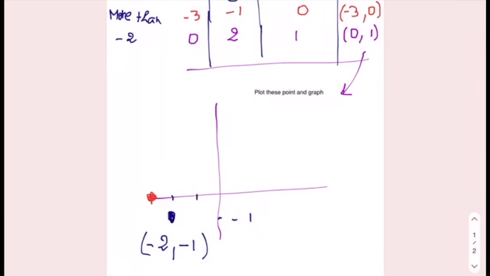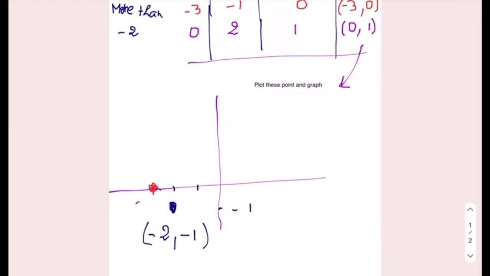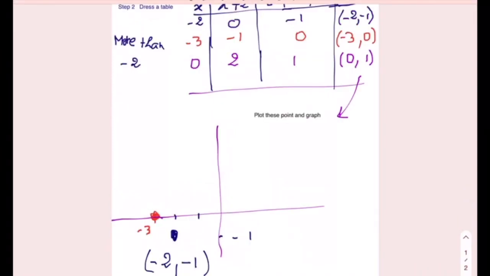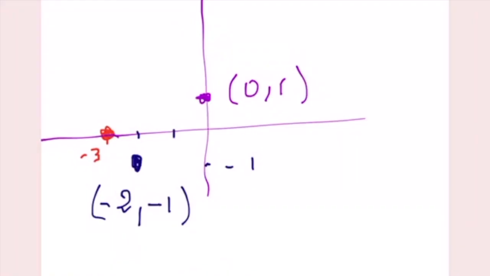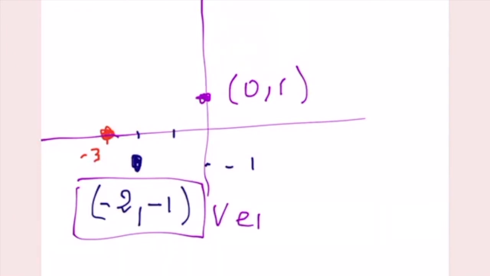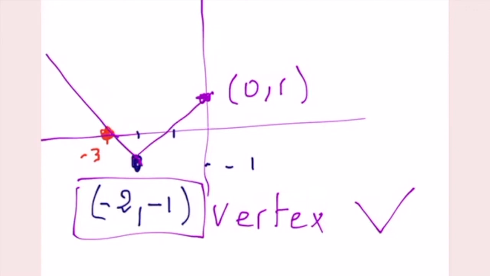Now we plot the point with x equal negative 3 and y 0. And we plot the other point with x 0 and y equals 1. Now I join them, creating a V shape. Remember, that's your vertex. So a V shape from this vertex. Just join and you get your graph.